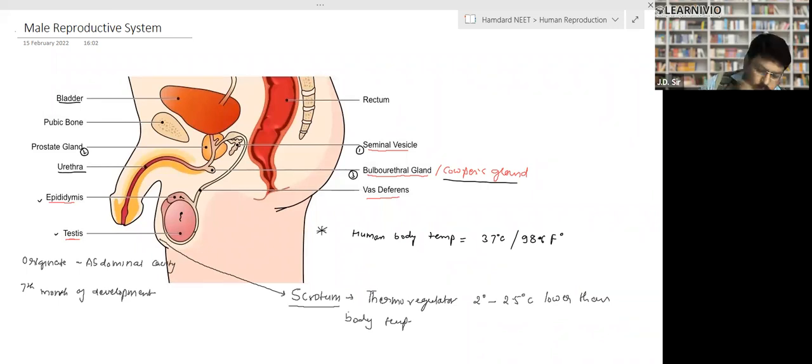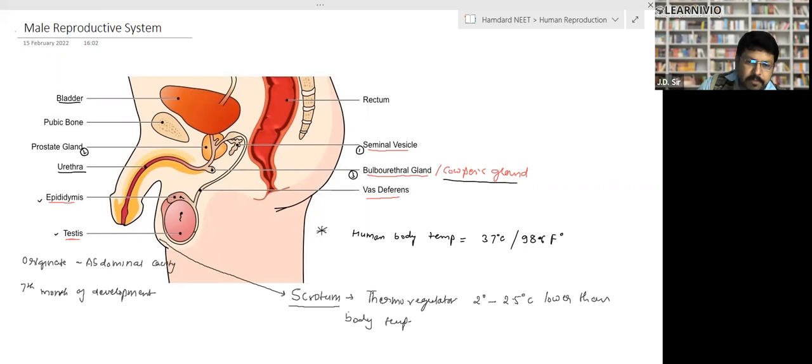And here is one more structure. You can see that there is this one. Seminal vesicle, right? Seminal vesicle adds on some substance. It does not store the sperm basically. The sperm is just the cells. It adds on some liquid part, some gel-like part over here, right? Seminal vesicle.